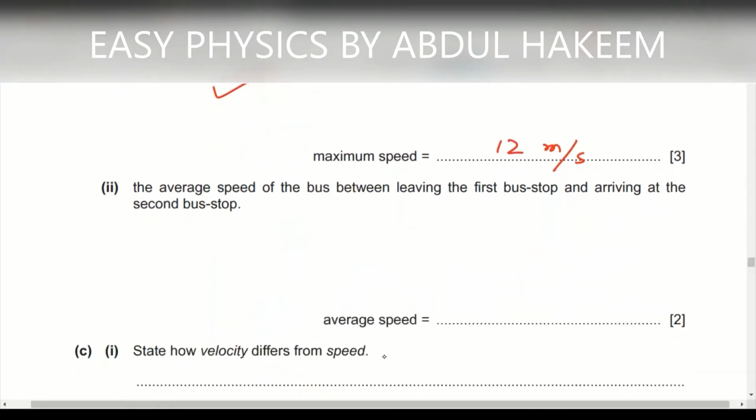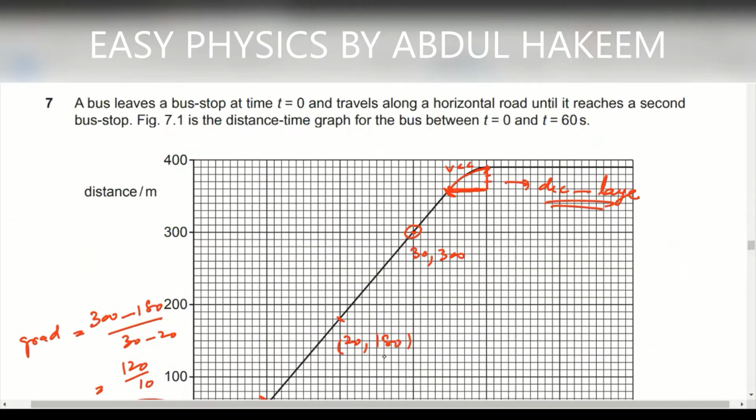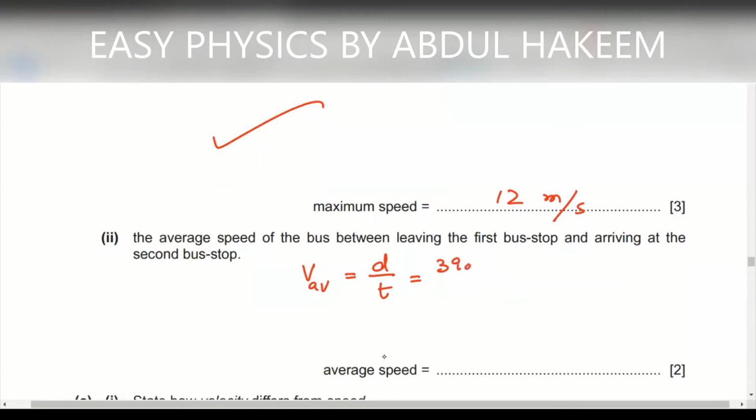Next is the average speed of the bus between leaving the bus stop and arriving at the next stop. The average speed is equal to total distance divided by total time. Now the total distance represented by this graph is this, and this is 390. So the total distance is 390 and the total time taken is 60. So 390 divided by 60, which is 39 divided by 6, so it is approximately 6.5 meters per second.